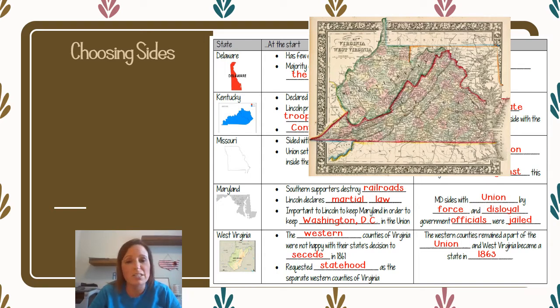Those western counties of Virginia requested statehood, and Congress approved it in December of 1862 under the condition that the new state would abolish slavery. Thus, West Virginia was born as a border state and officially became a state in 1863, two years into the Civil War.